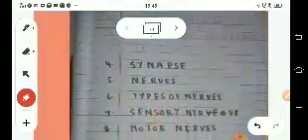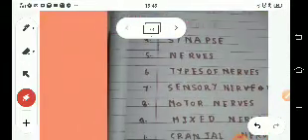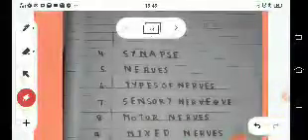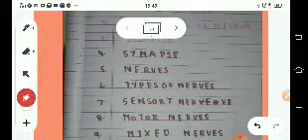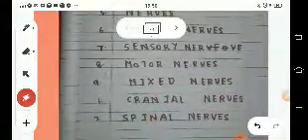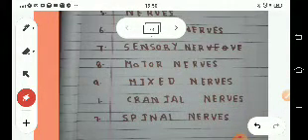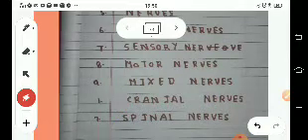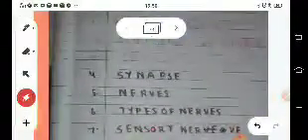Further on, types of nerves: sensory nerves, motor nerves, mixed nerves, and one more important thing is added: cranial nerves and spinal nerves. So first of all, we will discuss this.